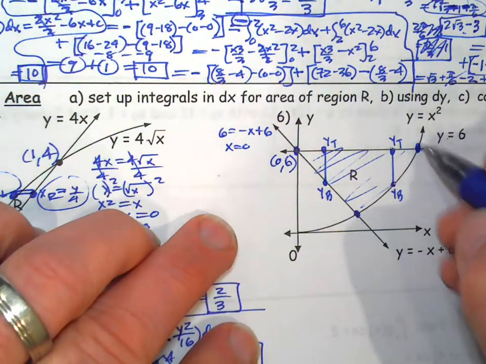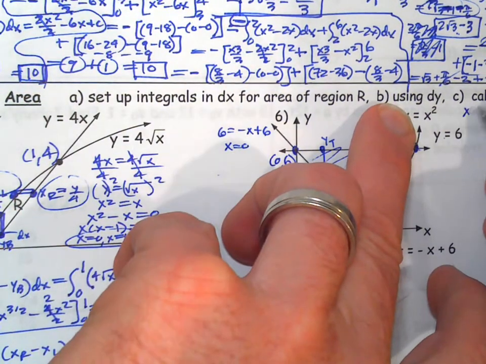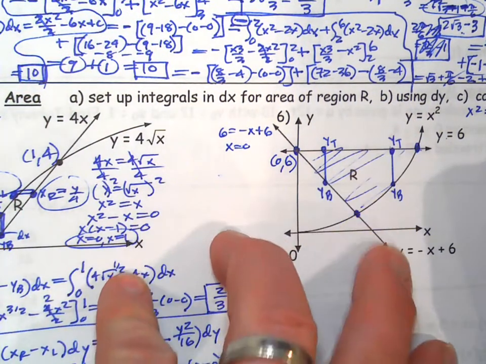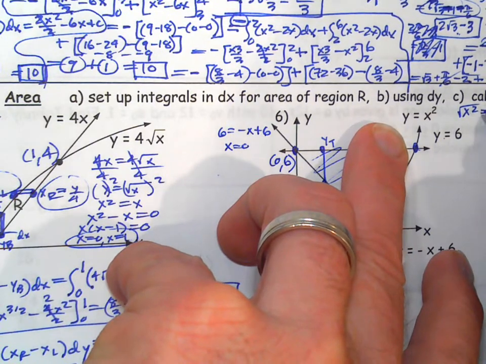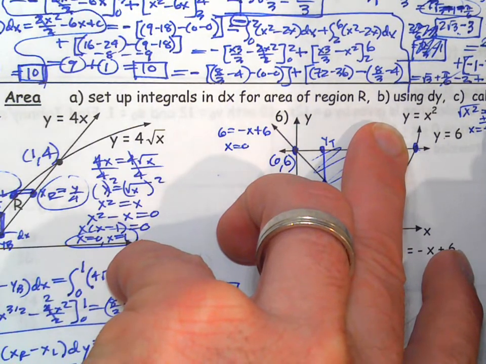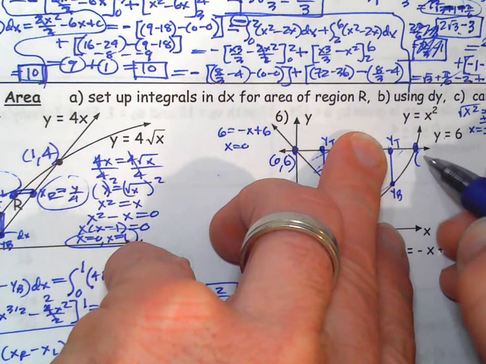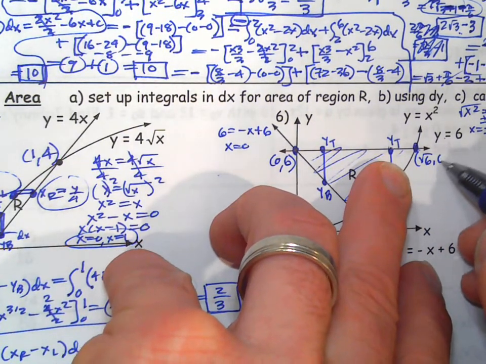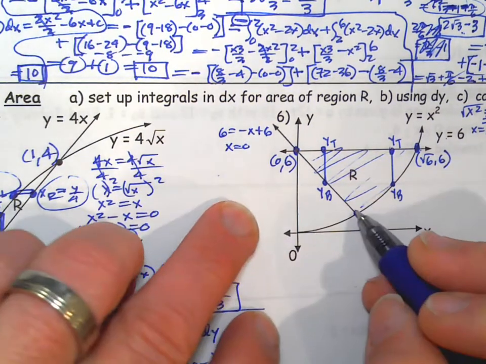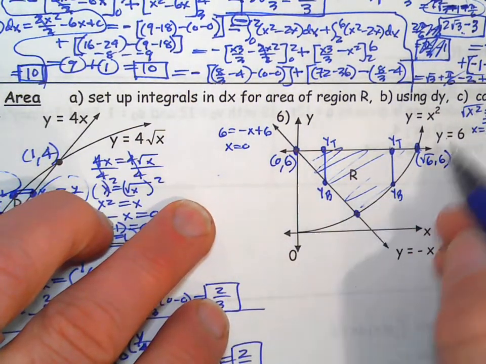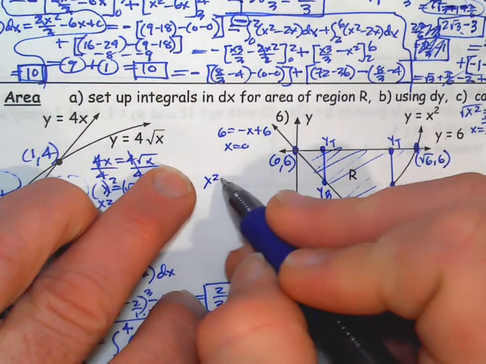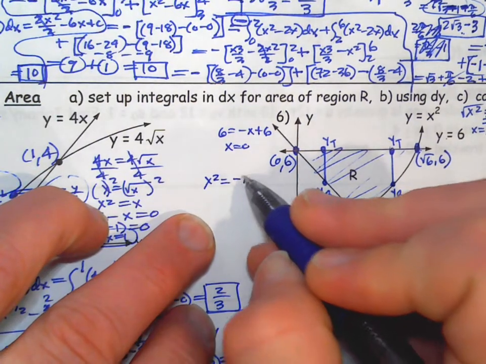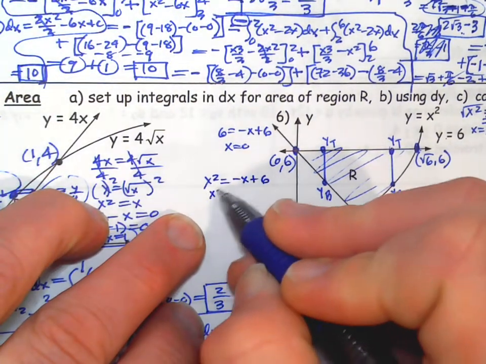This one, you'd set these two equal to each other. X squared equals 6. Square root of both sides, plus or minus. So you get plus or minus root 6. This is the positive root of 6. If you plug it into either of these equations, you should get 6. And this intersection is by setting these two equal to each other, x squared equal to negative x plus 6. So I'm going to move everything to one side.